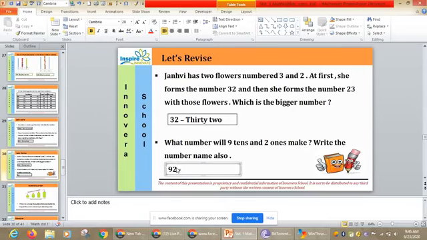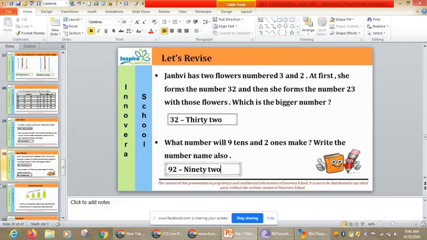And the number name of 92 is ninety-two. You have to be correct about the spelling. Okay, the next example we'll see now.